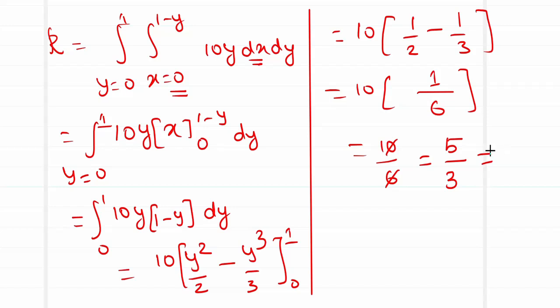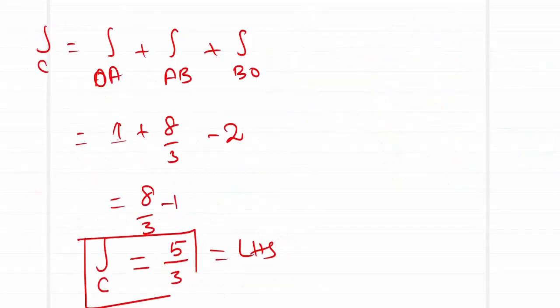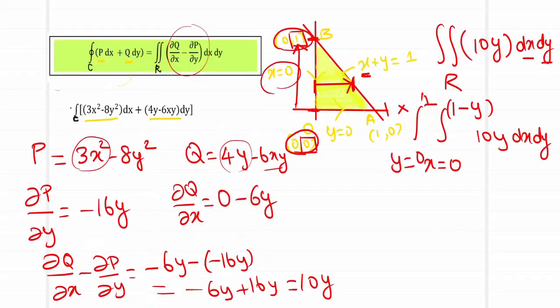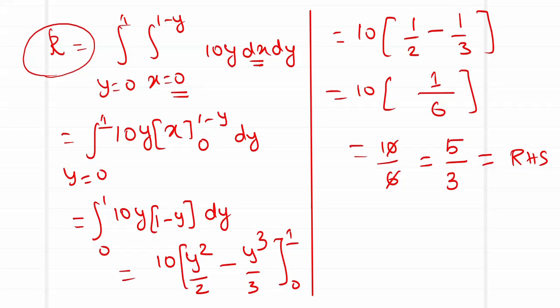So we have arrived at the region integration, which is the right hand side, as 5 by 3. We check whether the left hand side has also arrived at the same value. We go to the left hand side and see that it is also 5 by 3. So we conclude that the left hand side and right hand side are the same. Hence we have verified Green's theorem for the triangular region bounded by x equal to 0, y equal to 0 and x plus y equal to 1, for the given function defined along the closed curve C. Thank you.